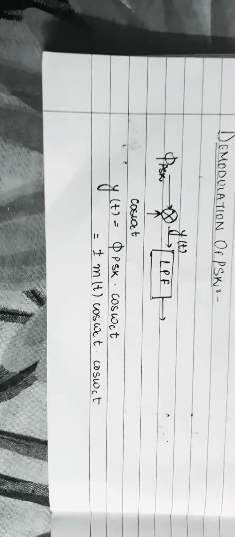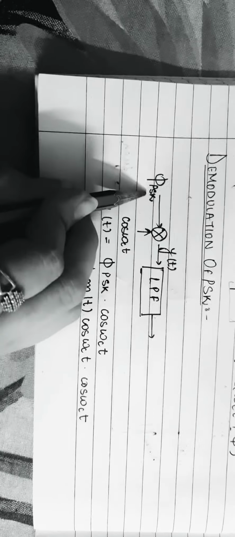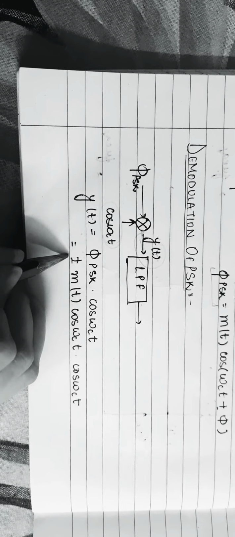Now if we talk about the demodulation of PSK, in the demodulation, here we have PSK. It is multiplied with your carrier signal, that is cos ωct, and we get the output y(t). So first we will calculate the output y(t). Your y(t) is equal to PSK into cos ωct. Now we know that PSK is plus minus m(t) into cos ωct. So in place of PSK we can put plus minus m(t) into cos ωct. So it will be plus minus m(t) into cos ωct into cos ωct.